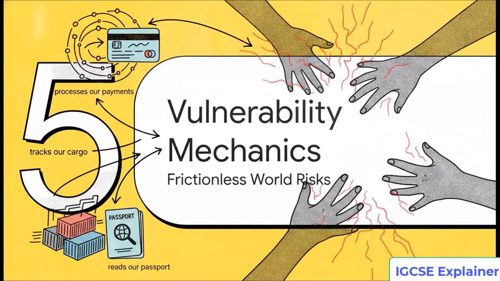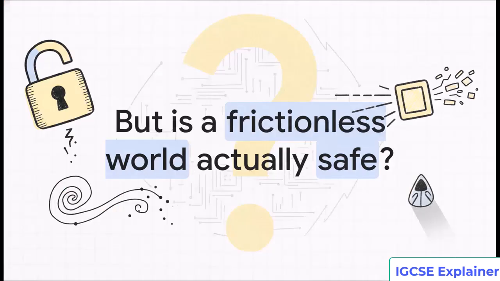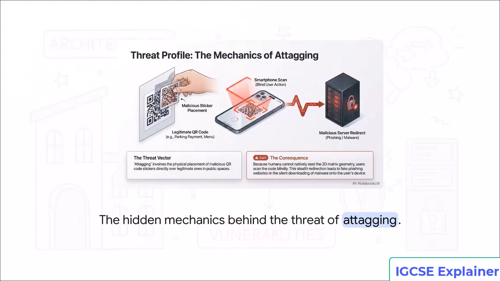Which brings us to our final part, Section 5, the mechanics of vulnerability and the hidden risks of a frictionless world. So we've got to ask, is a totally frictionless world actually safe? When we stop looking closely and just let the machine scan everything for us, what exactly are we missing? Does this blind trust in automated translation leave a backdoor open for malicious actors? This brings us to a really sneaky Trojan horse vulnerability known as a tagging. This perfectly illustrates the danger of devices that read data formats completely alien to the human eye. You can stare at a QR code all day long, but you cannot naturally read the data hidden inside that geometric matrix. You just have to trust it.